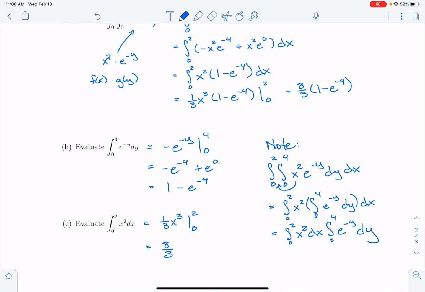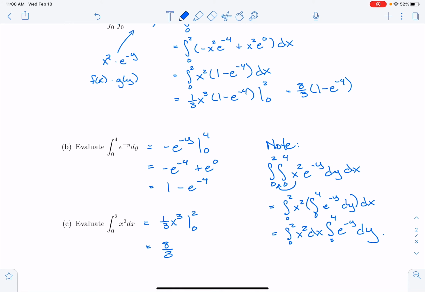And you'll notice that's exactly what we got. We got the integral of x squared dx, which was 8/3. And then the integral of e to the minus y was 1 minus e to the minus 4. And then we have that product. So that's exactly the result that we got.